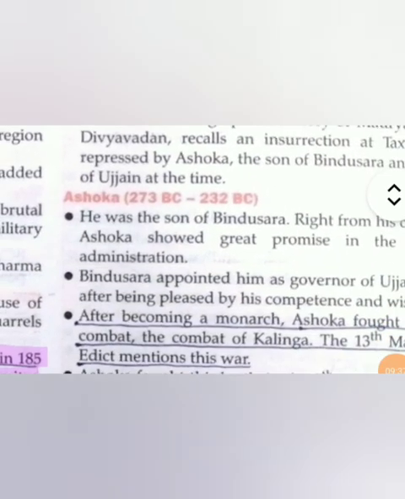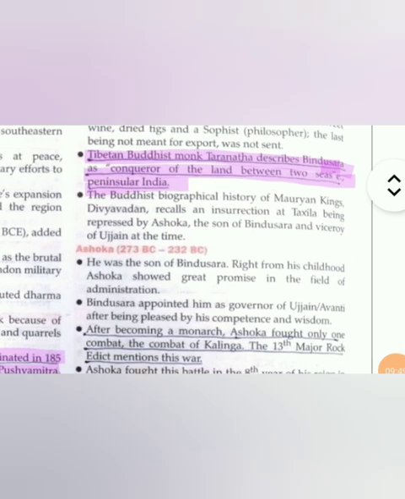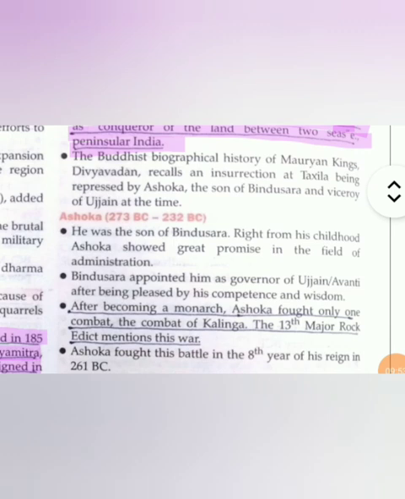Now comes Ashoka. So only these things you have to learn about Bindusara, because not many questions are asked from him in the exams. Only these are important points about the names, and that he was known as the conqueror of the land. Okay? And the third thing you obviously need to remember is that he was the son of Chandragupta Maurya and succeeded him.